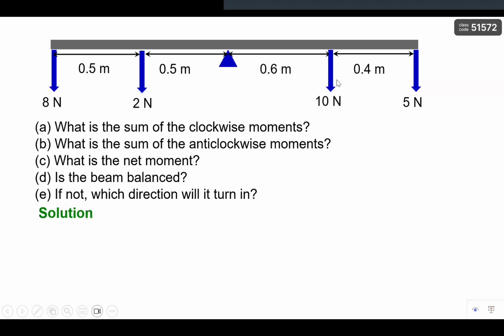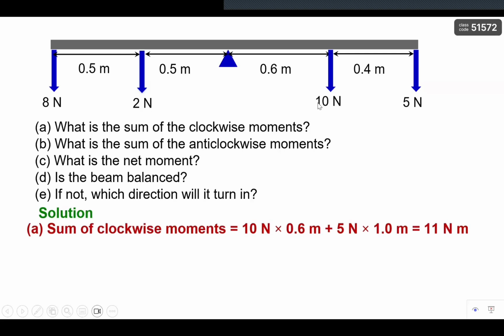So for the clockwise moments, I have two of them. The first one will be 10 newtons times the perpendicular distance 0.6, 10 times 0.6, plus one more, which is 5 newtons over here. And the perpendicular distance, just take note, is not 0.4. The perpendicular distance is between the line of action of the force, so the force is over here, to my pivot. So it will be a total distance of 0.6 plus 0.4, which is 1 meter. So I have two moments over here, 10 times 0.6 and 5 times 1. This will be my total clockwise moment, which will be 11 Newton meter.